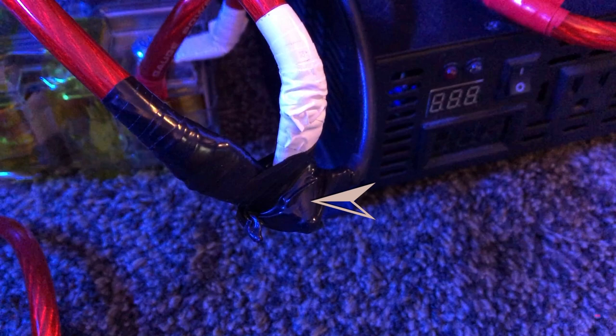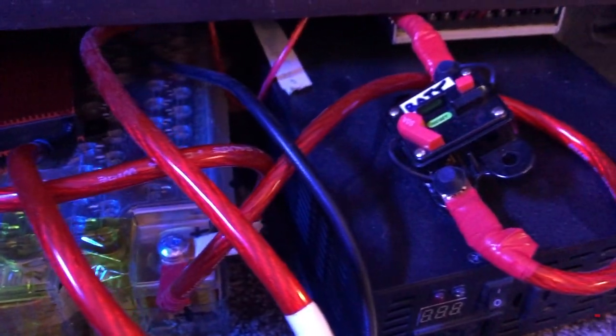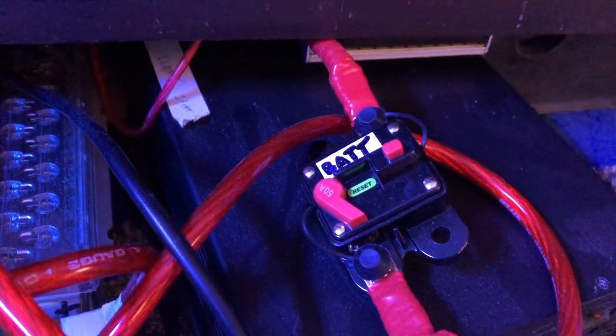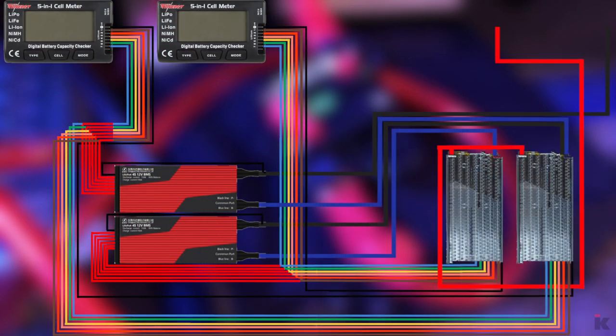This is the current main ground connection. It consists of three ground cables temporarily bolted together. I will be using a ground distribution block once I receive it. And here is the completed wiring diagram I created.